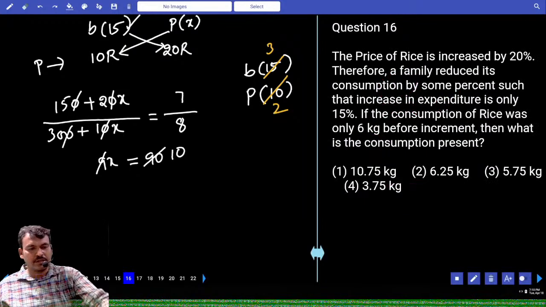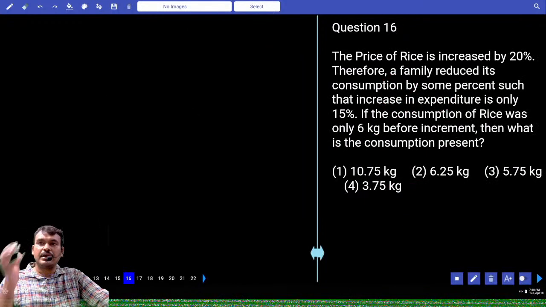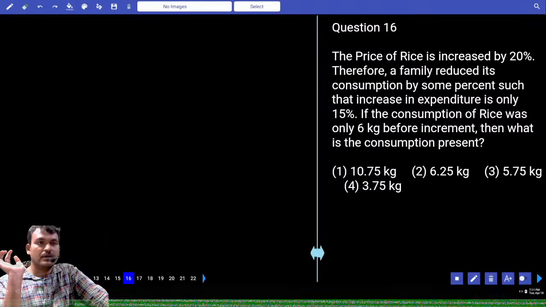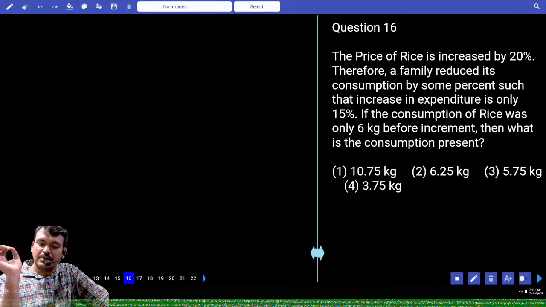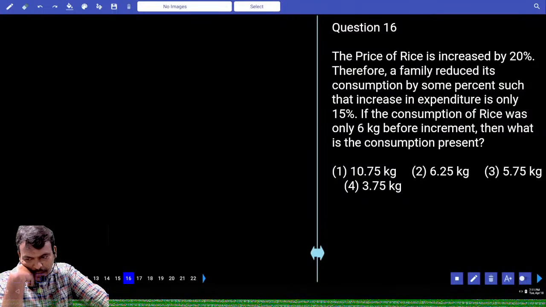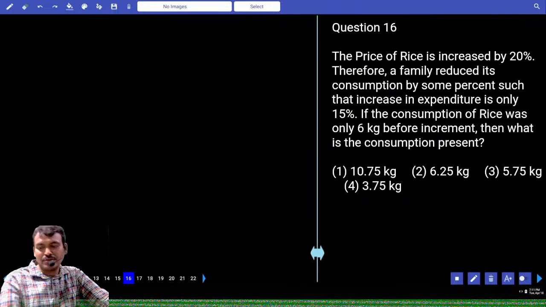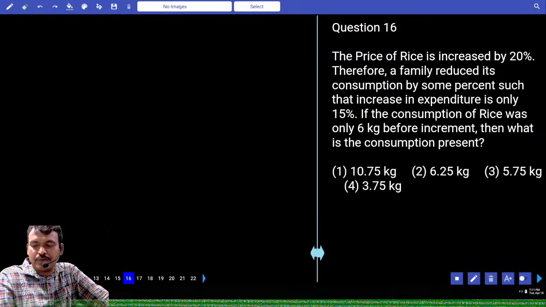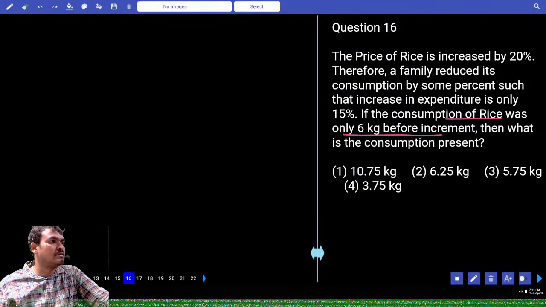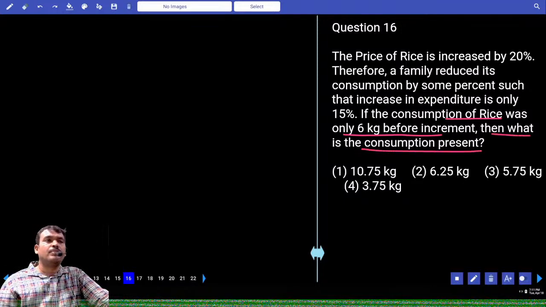Next question number 16. The price of rice is increased by 20%. Therefore, a family reduced its consumption by some percent, such that the increase in expenditure is only 15%. If the consumption of rice was 6 kgs before the increment. Before the increment, consumption was how many kgs? 6 kgs. What is the question here? Then what is the consumption at present?